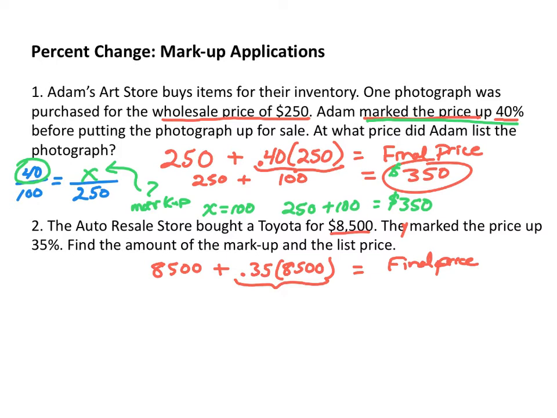Now, if we do the math in parts here, 0.35 times 8,500, I got 2,975. So that is the amount of the markup. So we found that. Add that to 8,500 to get your final price. 11,475.